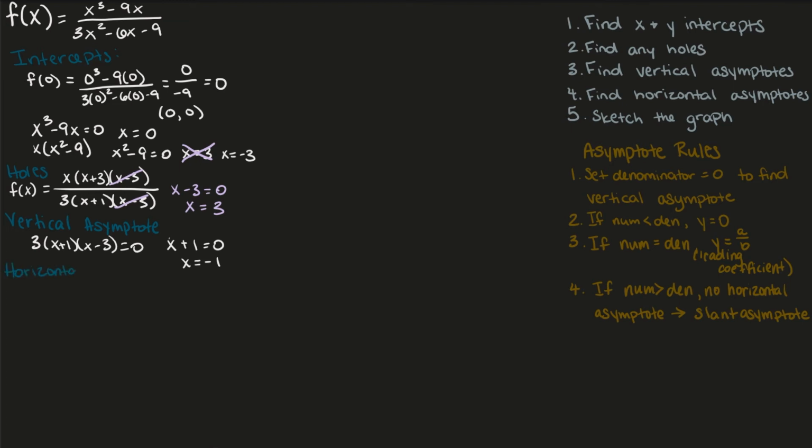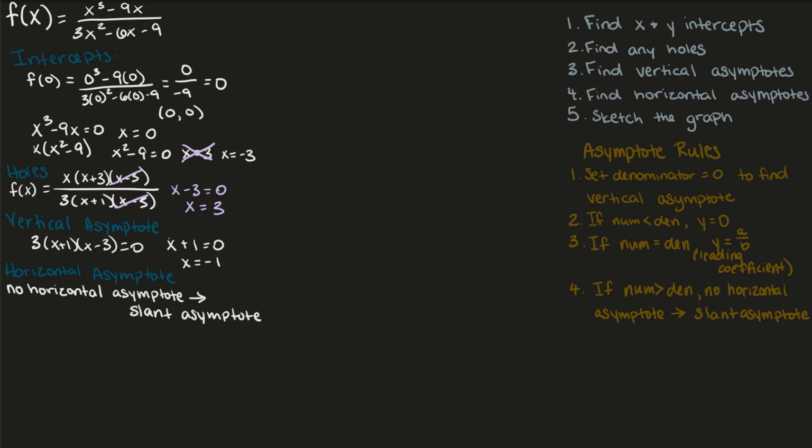Next, we have our horizontal asymptote. For our horizontal asymptote, we want to compare the degree of our numerator and the degree of our denominator. Our numerator is 3, our denominator is 2. So that means that the degree of our numerator is greater than the degree of our denominator, and we do not have a horizontal asymptote. Instead, we have a slant asymptote.